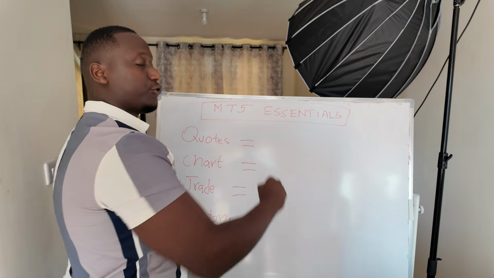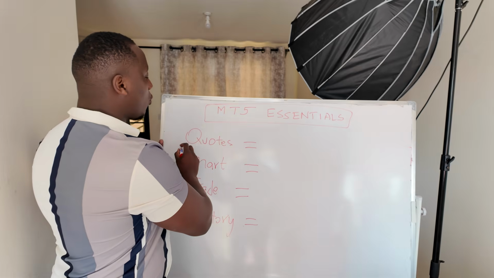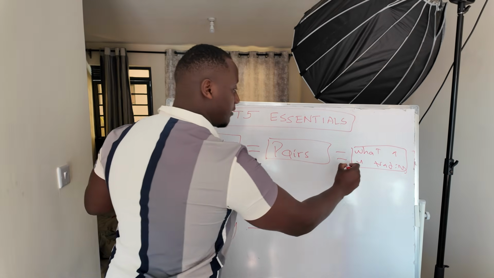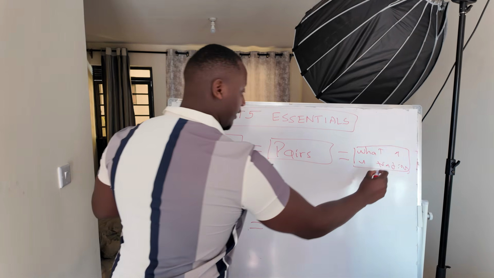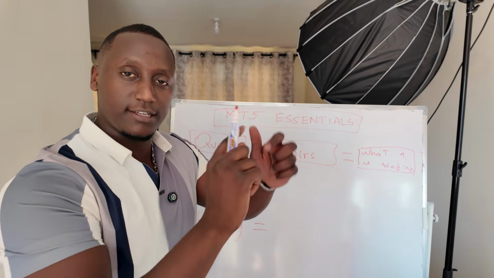So how do you use this app? MT5 essential basic knowledge you need to know. Number one is quotes. Quotes means pairs, which means what you are trading. And you pick one thing. I will show you how to do that in the screen recording.